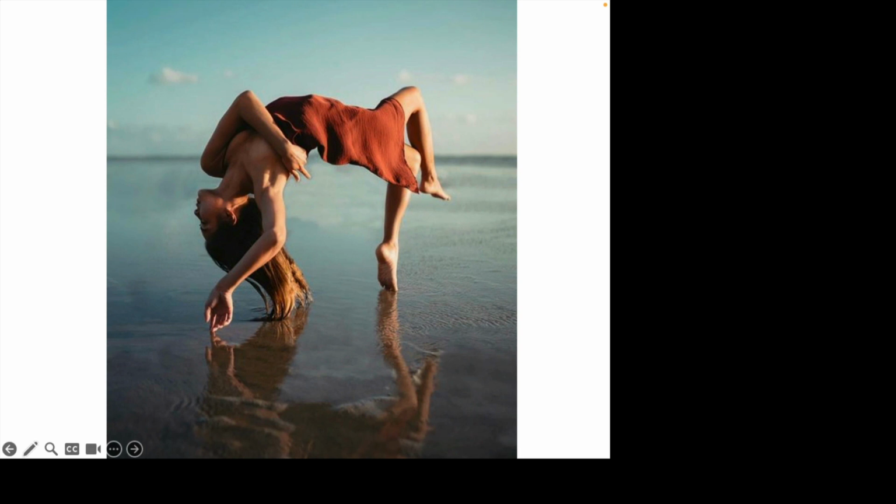Here's a professional one, okay? Again, not a real picture. The tricky part about this was actually creating the reflection in the water.